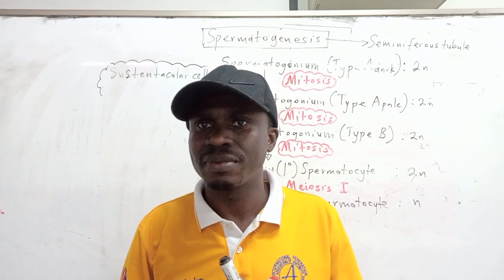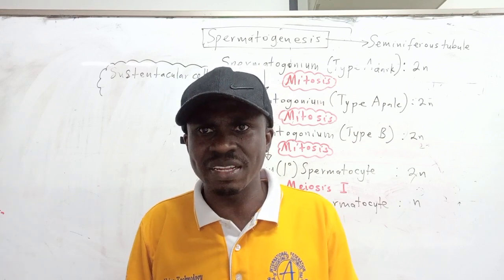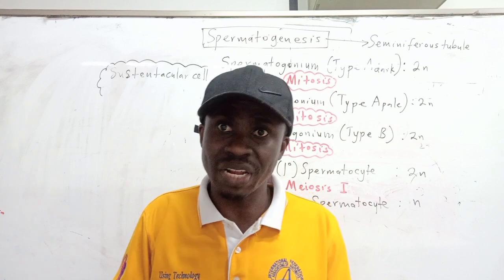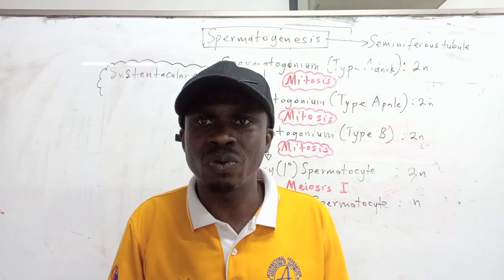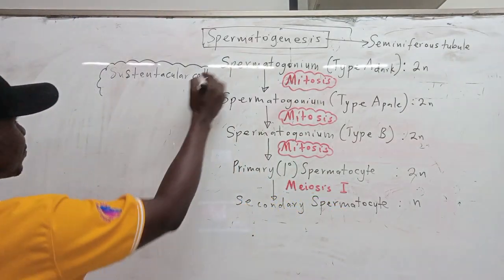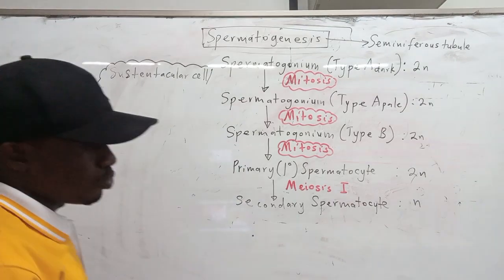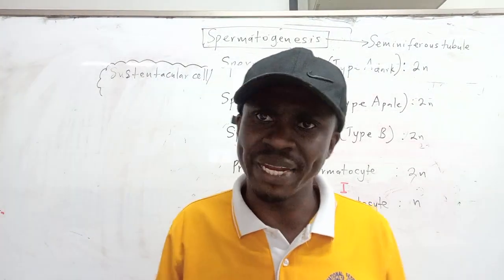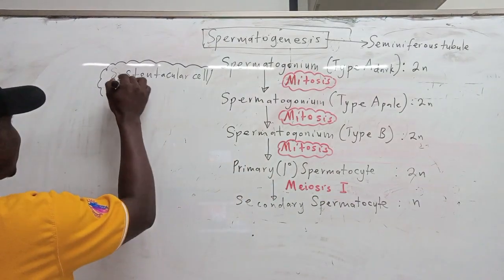And my friends, these sustentacular cells also have an eponym. Something we call Sertoli cells. So, you know, your teachers, sometimes you say, they are supposed to support you to learn. So, Sertoli cells.